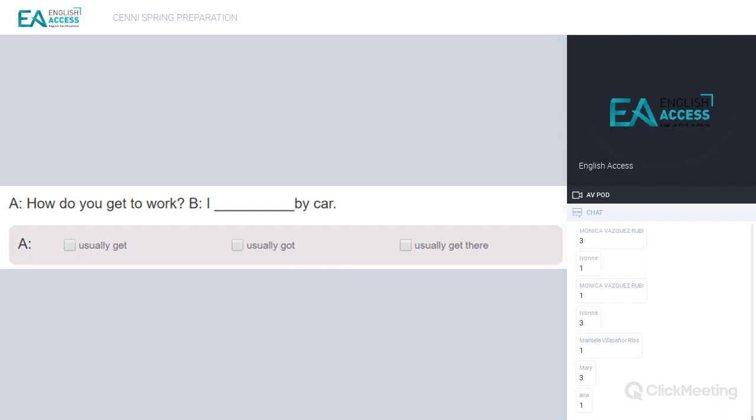All right. This one, the correct answer is number 3. How do you get to work? I usually get there by car. I get there. Where? Well, there. So you say get there. It should be get there to be complete, right? This probably sounds correct, but it doesn't because it doesn't have the place. Good. Let's get going. Number 15.